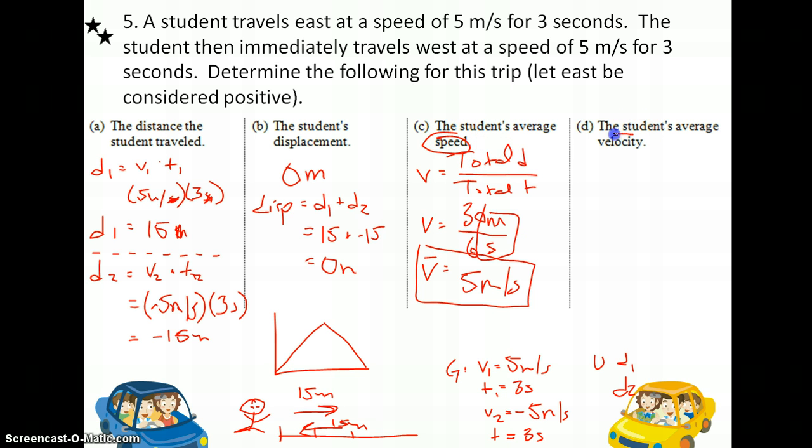The next one is the student's average velocity. So how's that different? Well, the velocity is referring to our position. So we've got our average velocity equals our displacement, how far we got displaced, which we saw over here was 0 meters. Our displacement is 0 meters over our time. So our displacement happened to be 0 meters over a total time of 6 seconds. So the student's average velocity over the course of this one was 0 meters per second.